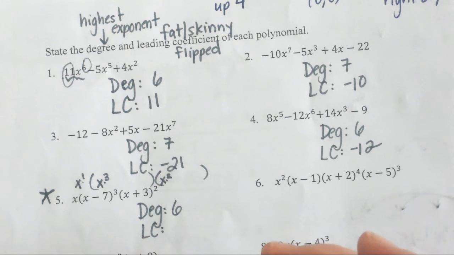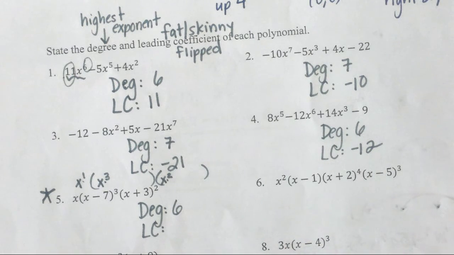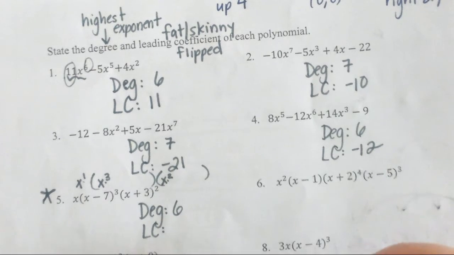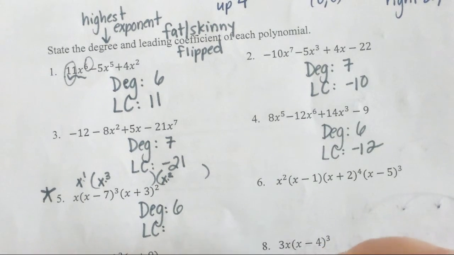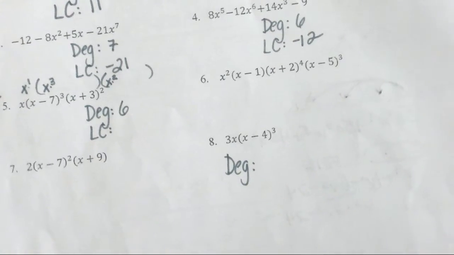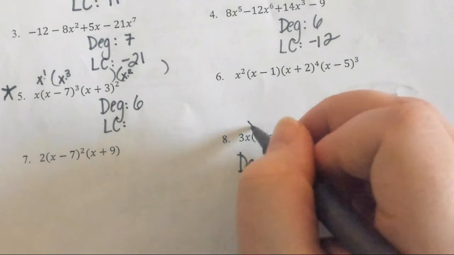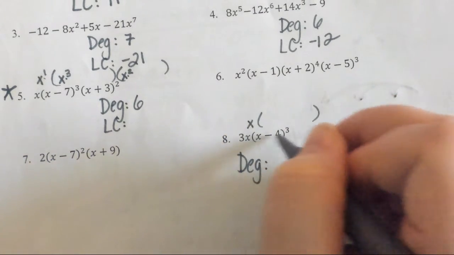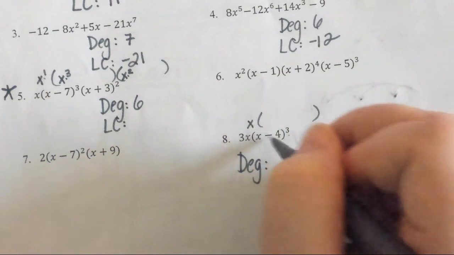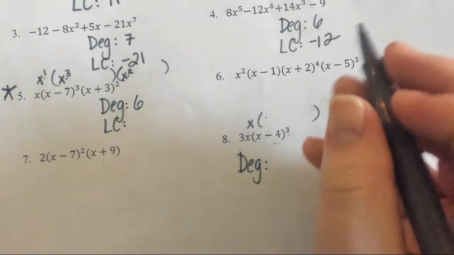Now, does that tell me the leading coefficient? No. Do I need to know the leading coefficient? Yes. But can I go ahead and guess the degree? Absolutely. So if I guess the degree on number 8, for instance, what would I guess? I know I got this x here. What's the highest it's going to go? Why would it be 5?